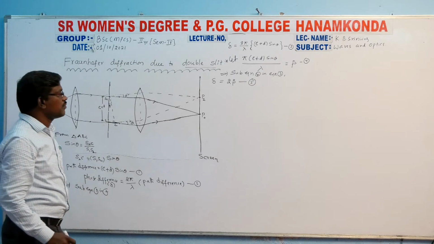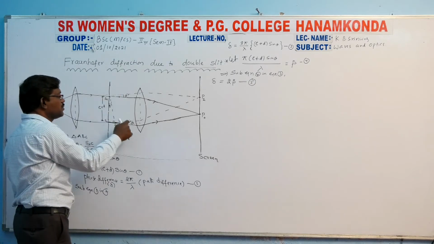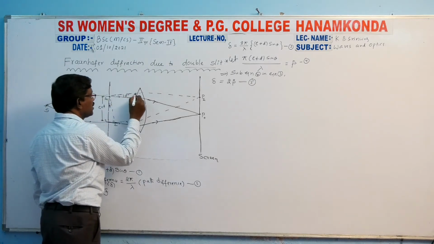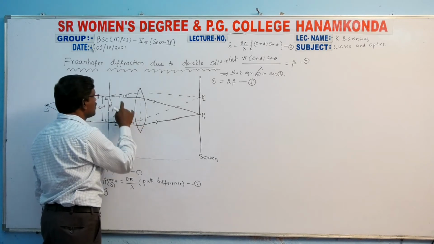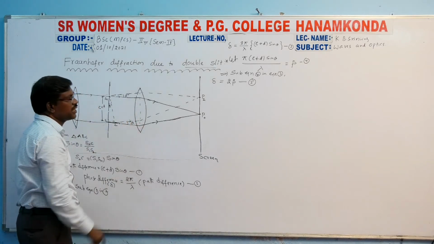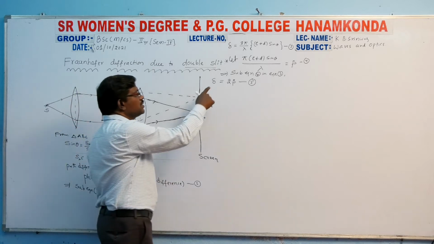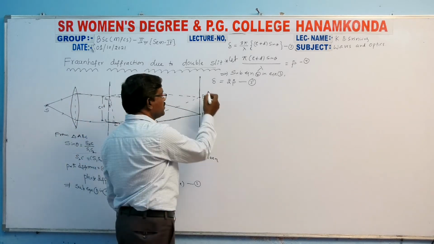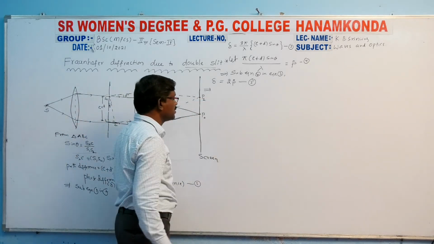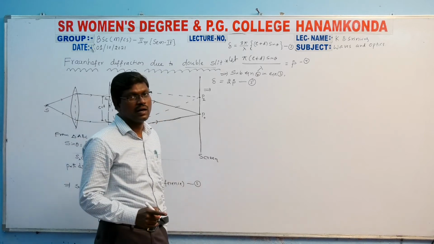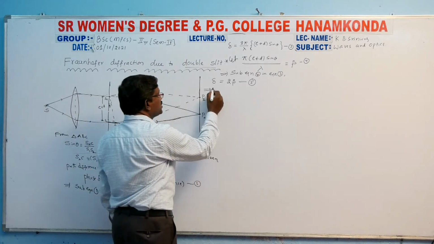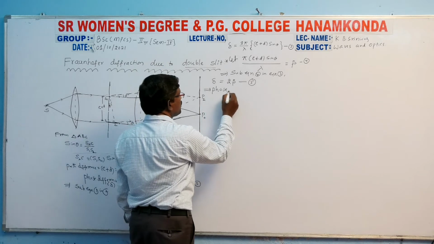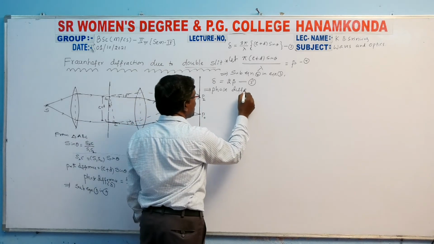Remember, what is the phase difference between the two rays? This is the first ray, this is the second ray. What is the phase difference between the two rays? That I am assuming as delta. This phase difference can also be calculated by the law of cosines.